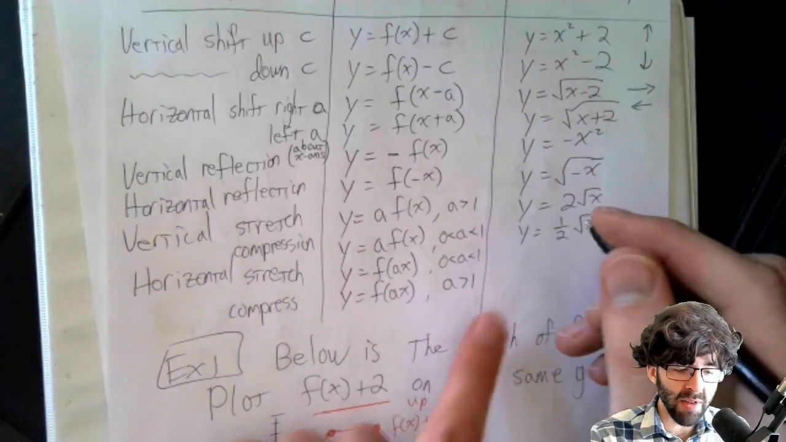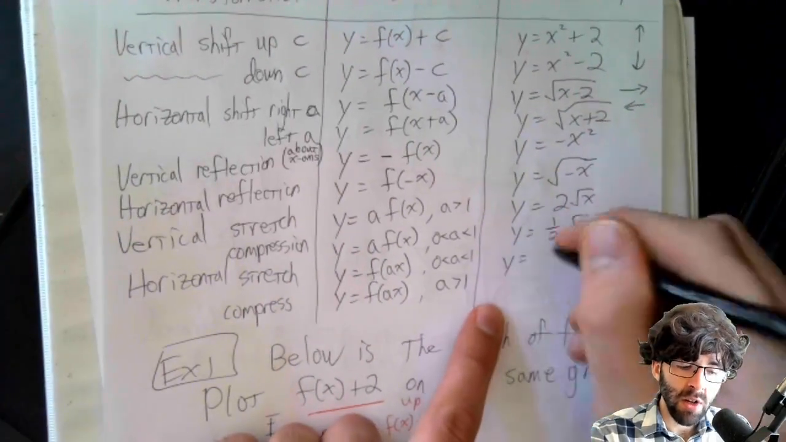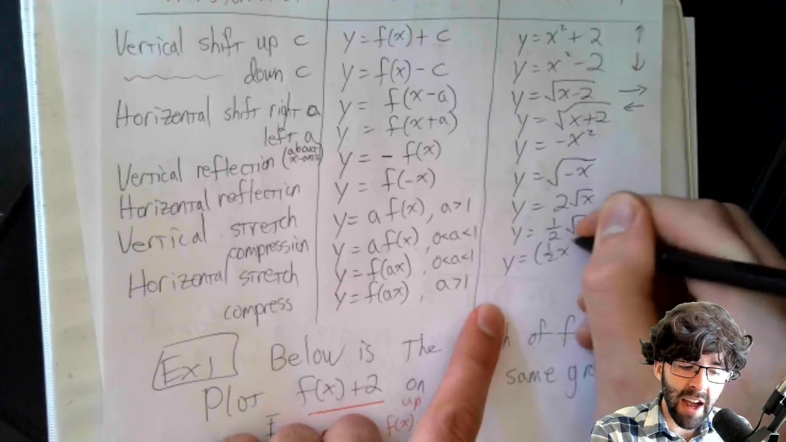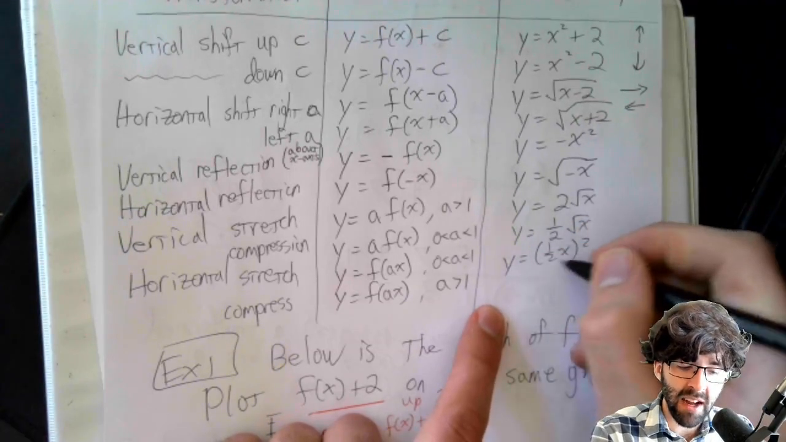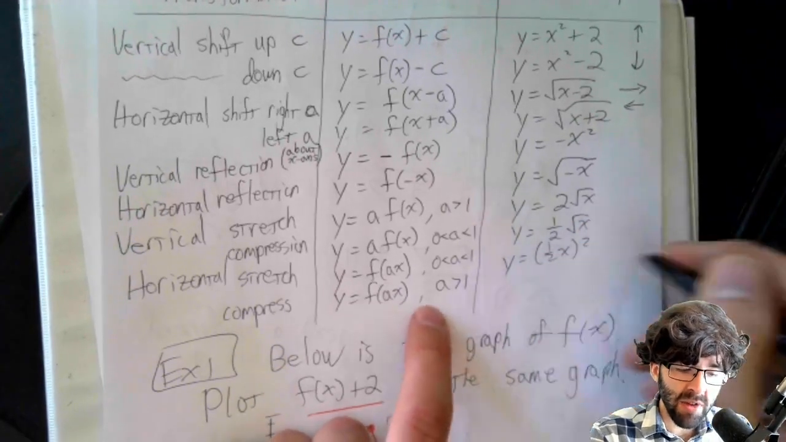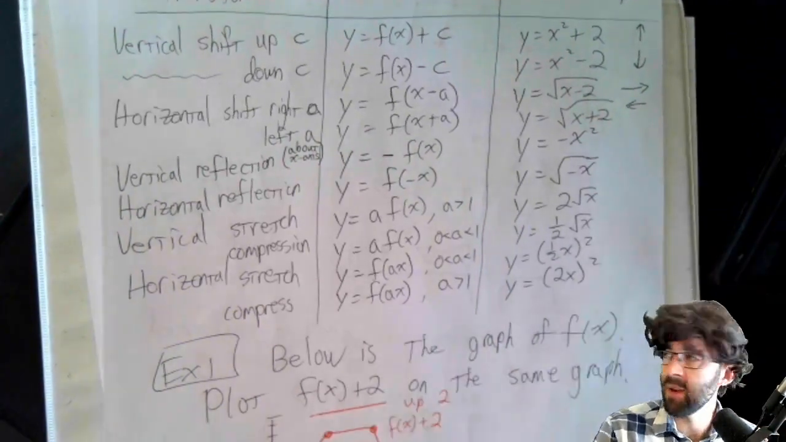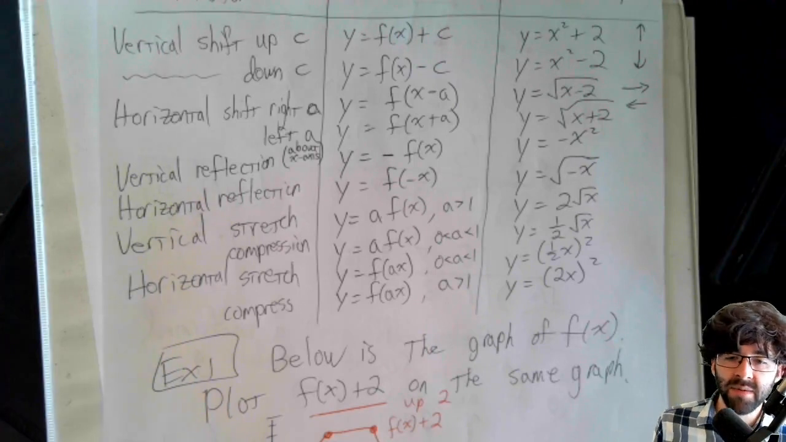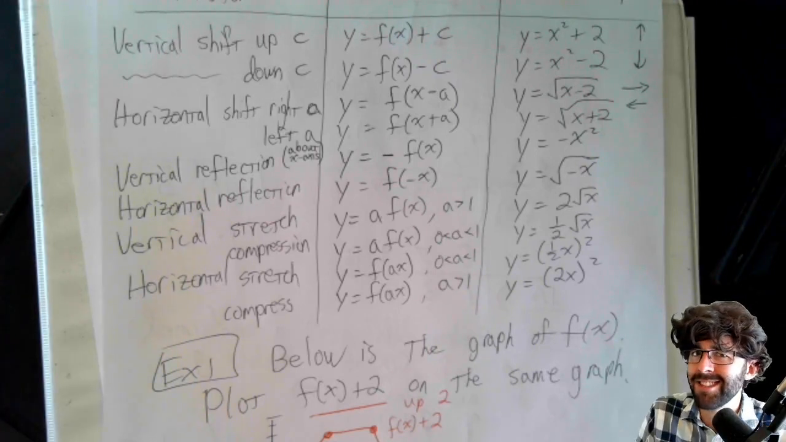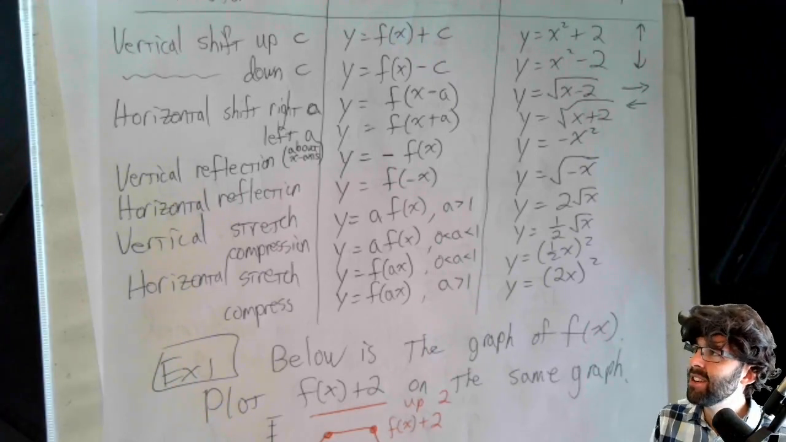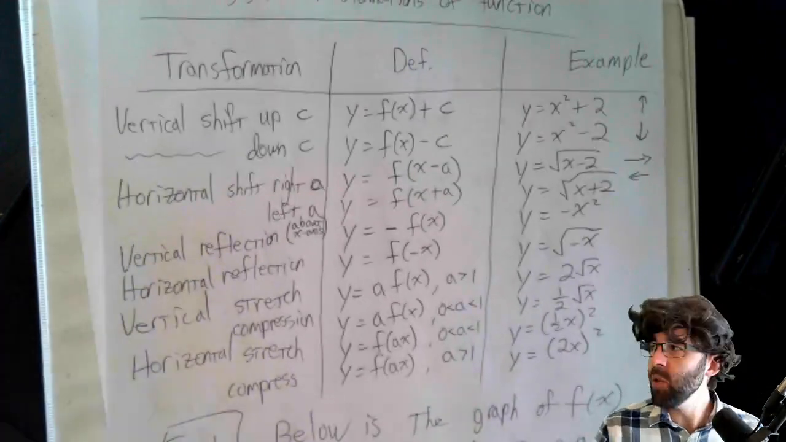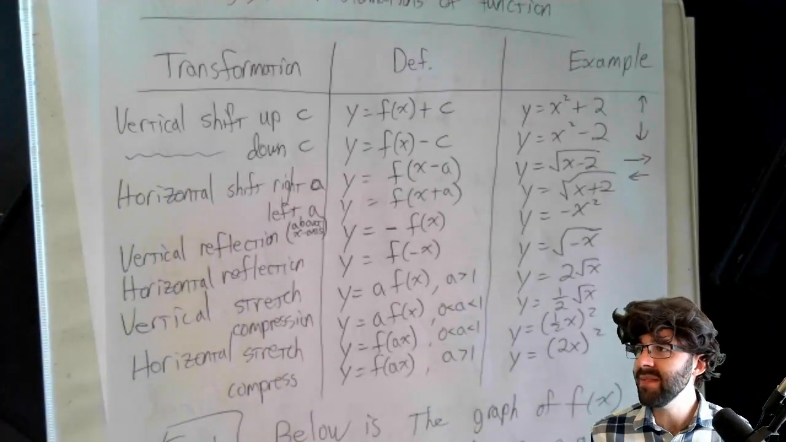All right, so an example of a horizontal stretch would be y equals 1/2 x squared. It's on the inside of the function. And an example of compress would be y equals 2x squared. And this is the one we did on the, I was going to say on the board, on the screen, on Desmos. So now you got a whole table of transformations.